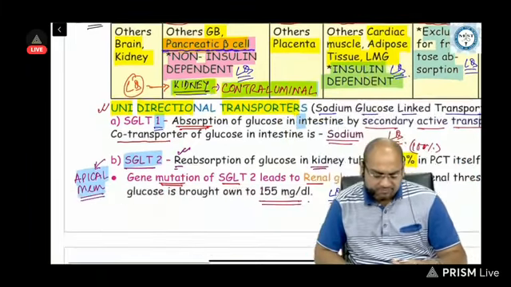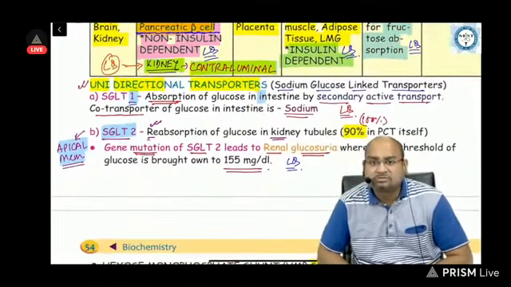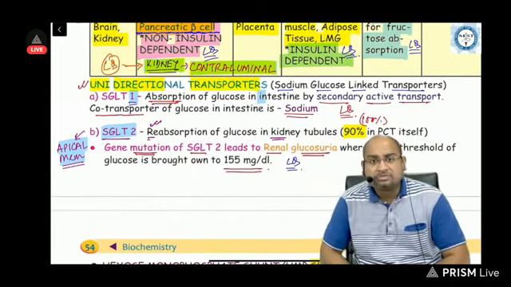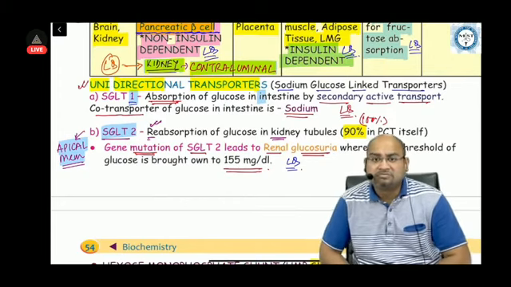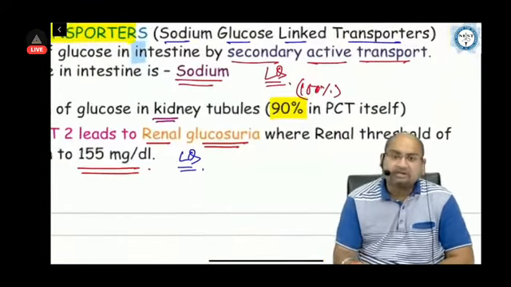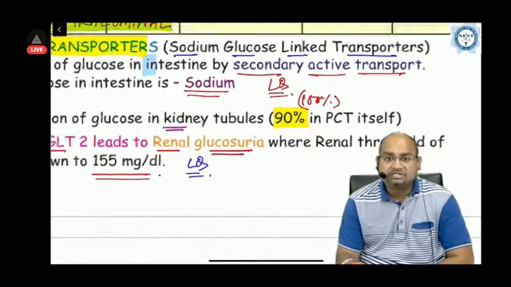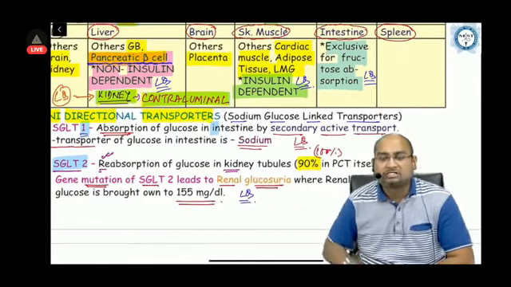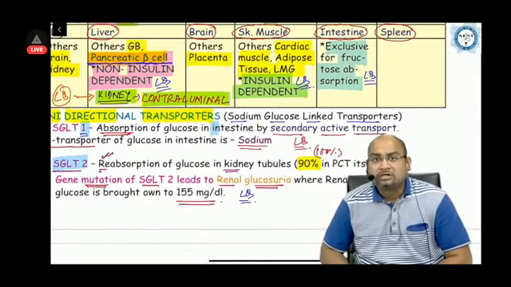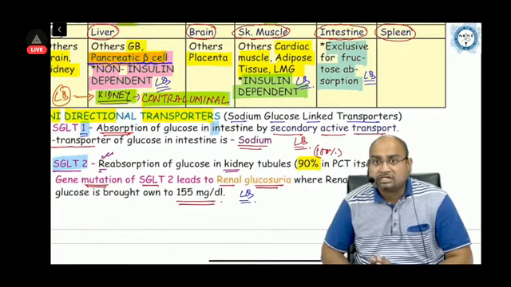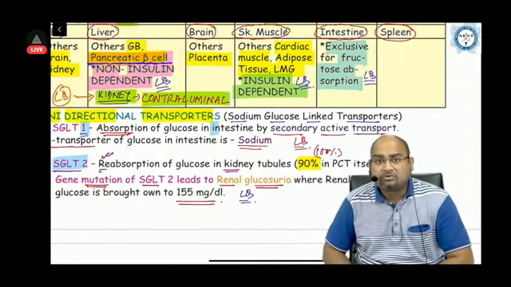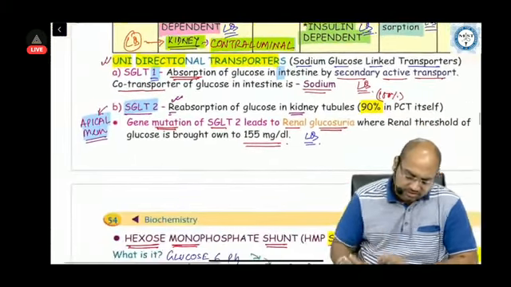Please remember, SGLT1 is present in the intestine for the absorption of glucose, by sodium dependent secondary active transport. Maximum reabsorption is seen in the kidney tubules, in the PCT itself. Some people will say 100%, but the better answer is 90% in the PCT. An SGLT2 gene mutation leads to a condition called renal glucosuria, where the renal threshold for sugar, normally 180 mg per dl, will be brought down to 155 mg per dl.